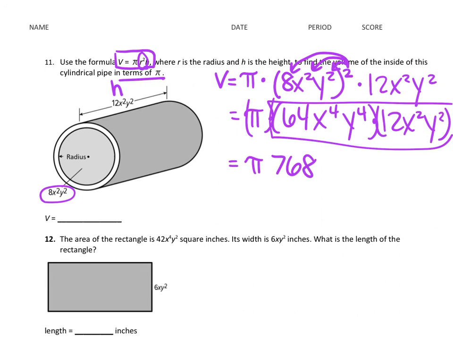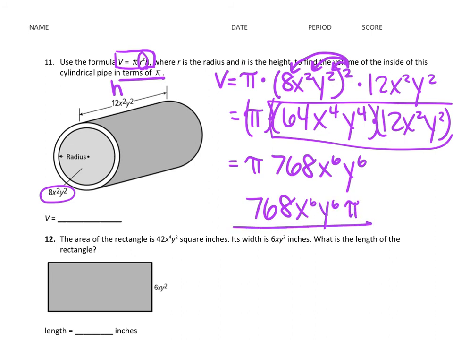And I am multiplying here, so I'm adding the exponents with same bases. So x, 4 plus 2 would give me x to the 6th. Y, 4 plus 2, y to the 6th. Technically, I want that pi to be kind of thrown on at the end here, because you usually write variables after the numbers, which is sort of what pi is. And there will be that one.